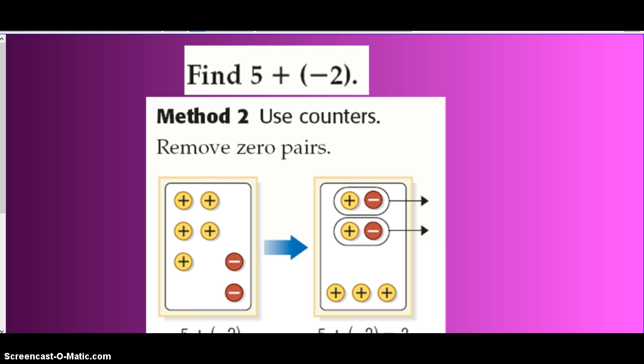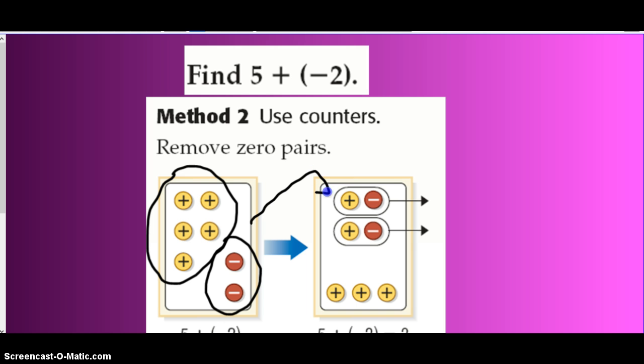Another way that I used to do with students is I would give you some little chips, and if I gave you 5 positive chips and 2 negative chips, and if you match those up, which is what this is showing you here on the right-hand side, and say those zero each other out, what you are left with after you remove those zero pairs is what you would have for your answer. So 5 plus -2, which we already did on the other side, is a +3.